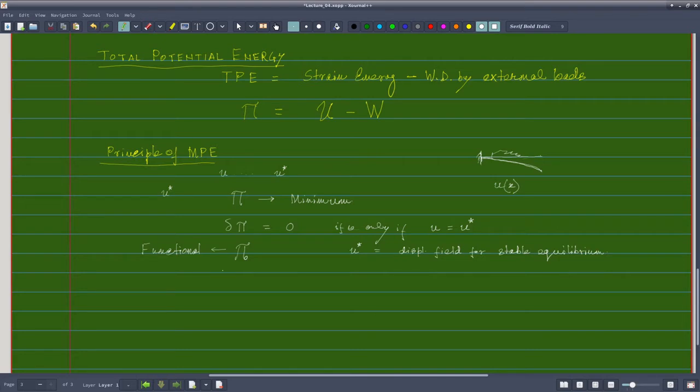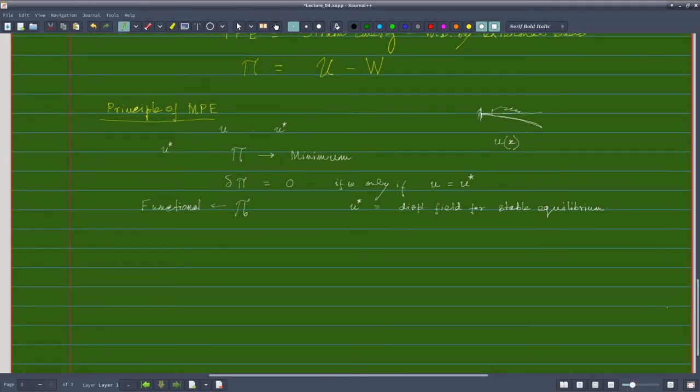By using this principle of minimum potential energy, just like Galerkin's weighted residual method, where we minimize the residual, here we minimize the total potential energy to get the approximate solution. So this is the basis of the Rayleigh-Ritz method. Now let us take up a very simple example to illustrate the use of the Rayleigh-Ritz method in its classical form.